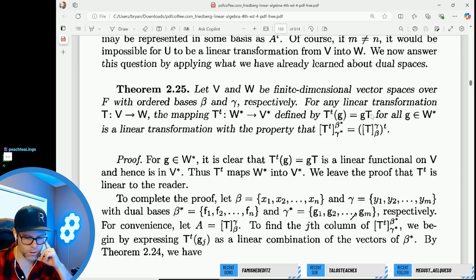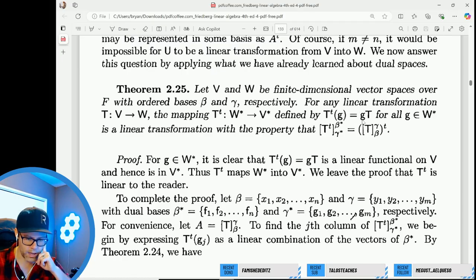So let's try to figure out what this notation means. T transpose of g, they're defining it to be g composed with T. So T would go V to W. And then g is a linear functional on the dual space. T transpose evaluated at g would start with vectors in V, map them to W, and then g acts on those vectors in W, sending them to the field that we're working with.